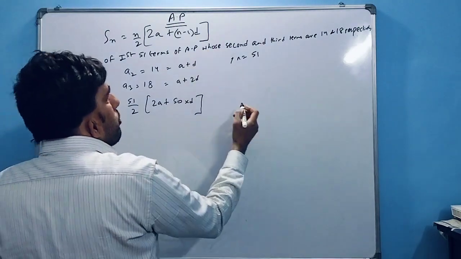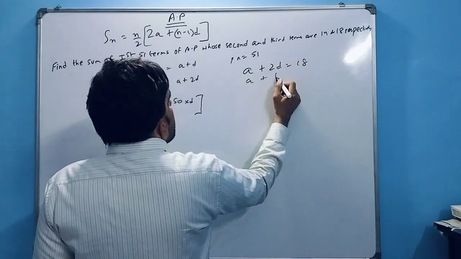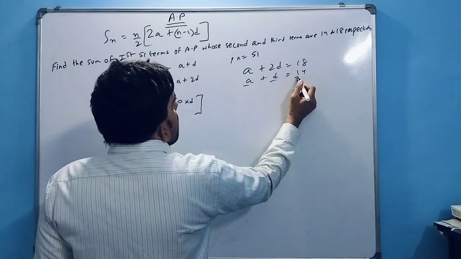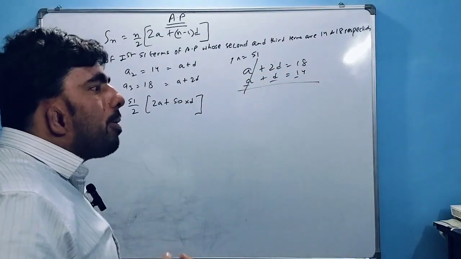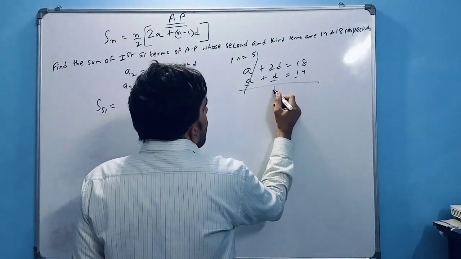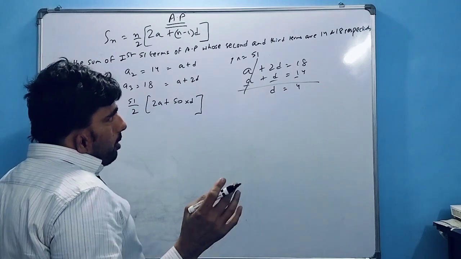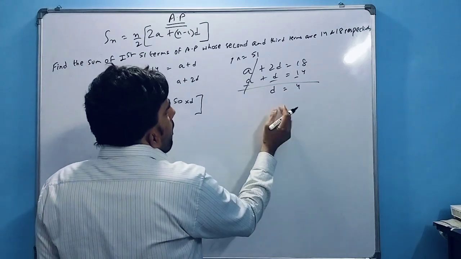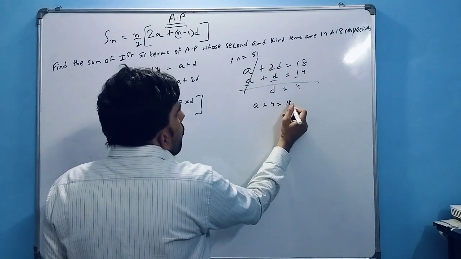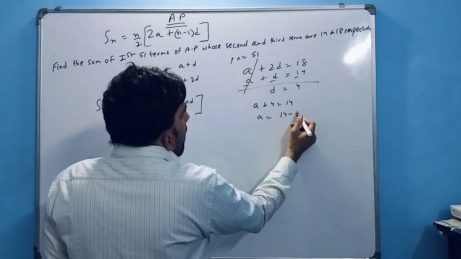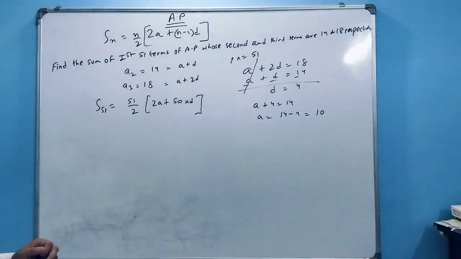How to find? We have two equations. We have a plus 2d is equal to 18 and a plus d is equal to 14. We just need to subtract, as we have learned about solving equations in the linear equations chapter. So it will be easier for us. We got 4. So we can easily find that d is 4. Now putting this value in any equation, we are able to find a, that is a plus 4 is equal to 14. We have 14 minus 4, that is 10. Okay, so we have a is equal to 10.